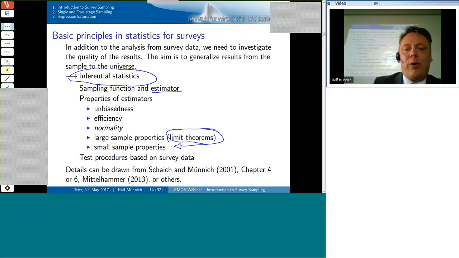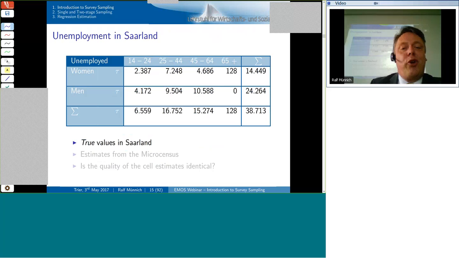Later on, we will see also that if you have one sample, you cannot observe all the properties. You have some ideas with the estimators, maybe about efficiency and about normality, but maybe you're somehow spoiled by the example. To show you what it means, I have here one example, a classical table of unemployed people, the split of unemployed between gender and age classes. To be honest, that's from one of our simulations.